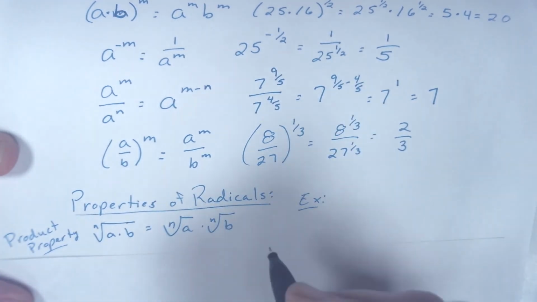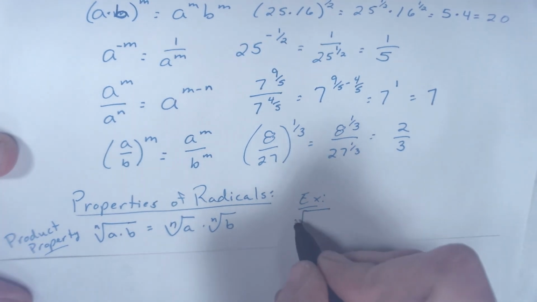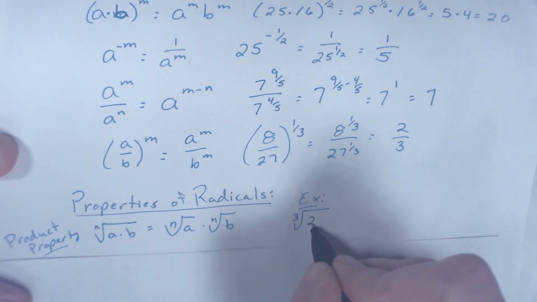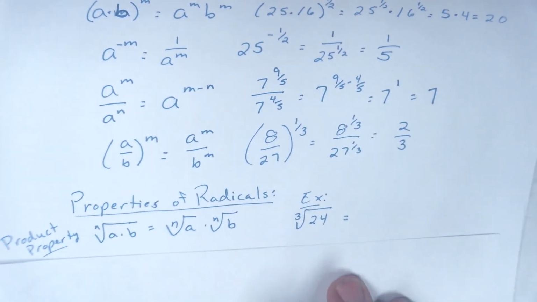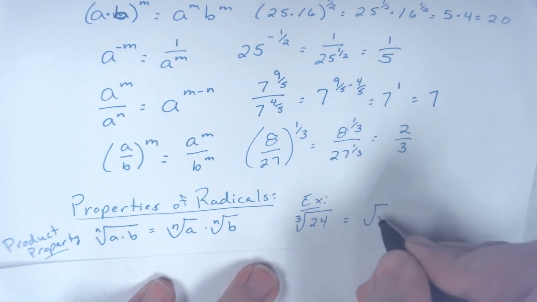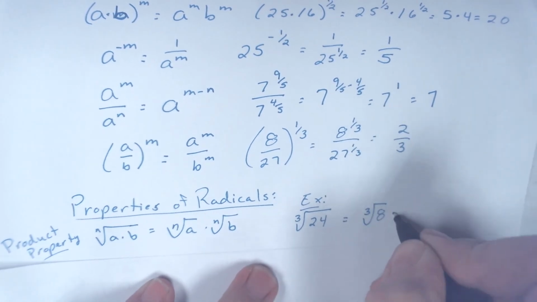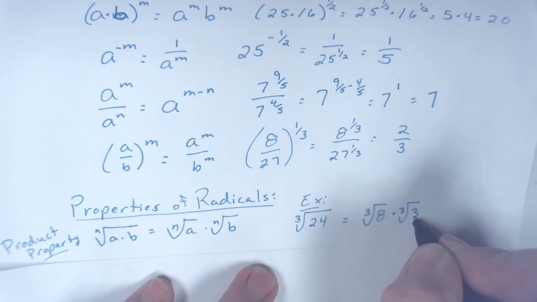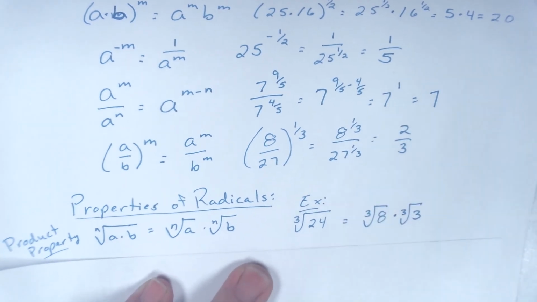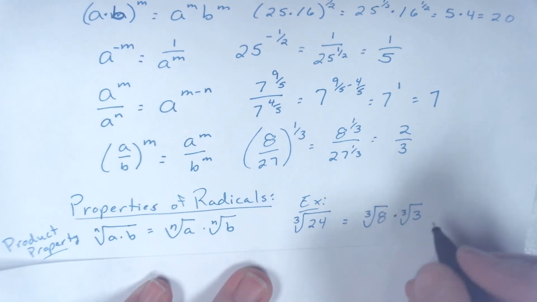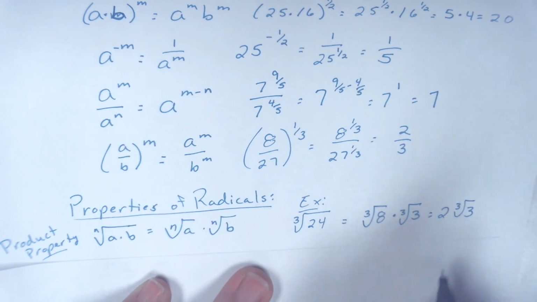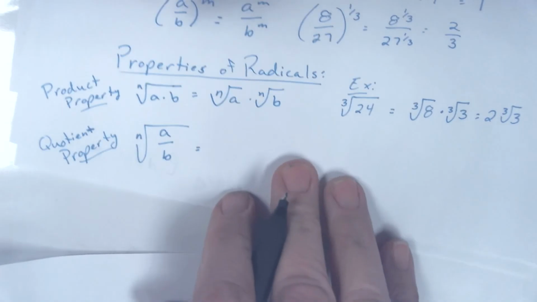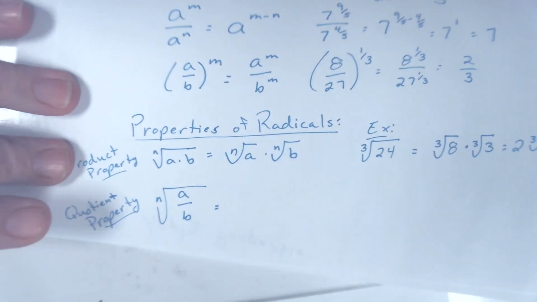So an example of this would be a way to simplify the third root of 24. Now there's a perfect cube in 24. 24 can be written as 8 times 3. So the cubed root of 8 times the cubed root of 3, because 8 times 3 is 24. So I can separate it like that. Cubed root of 8 is 2. So 2 times the cubed root of 3. Oh no! Sorry. I'm running out of room.